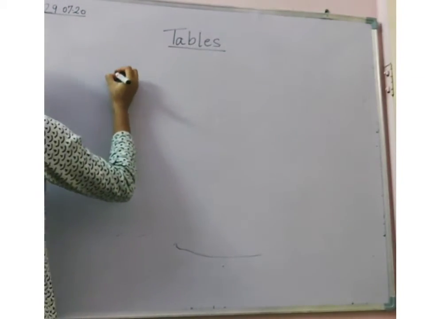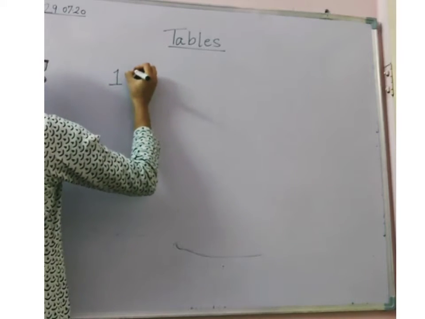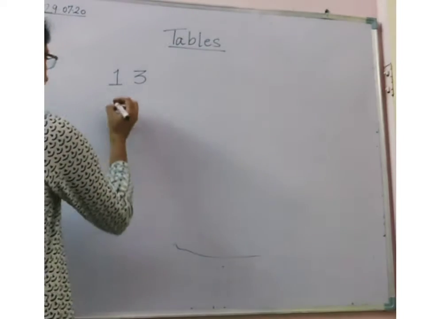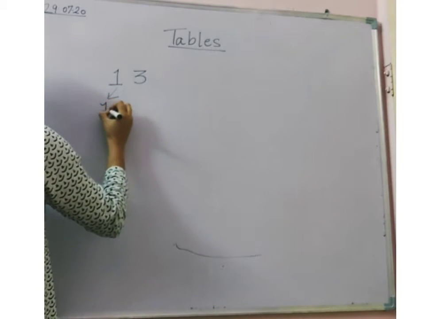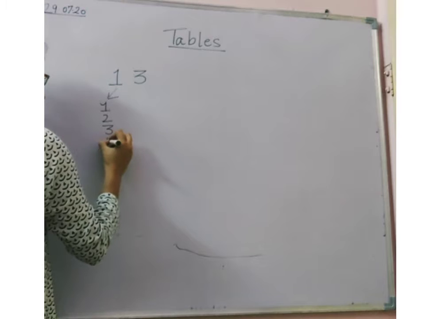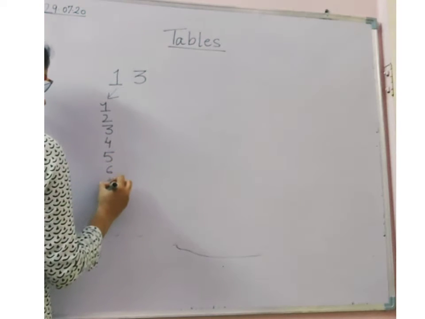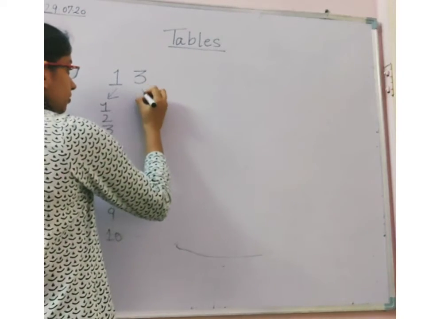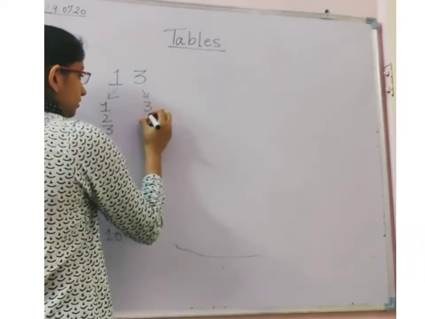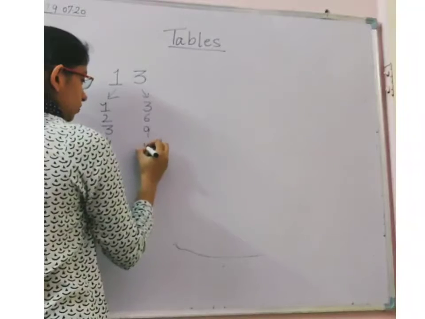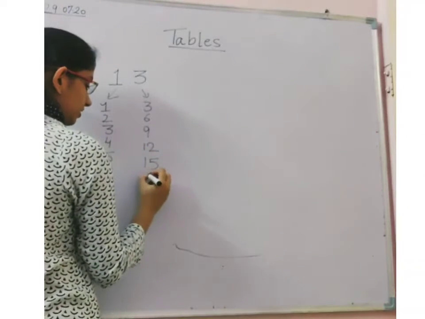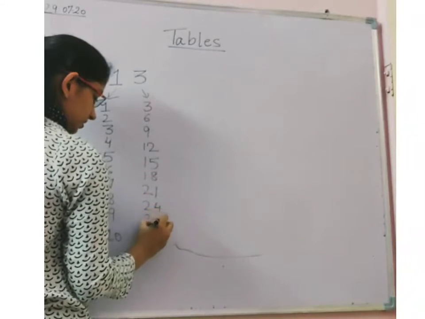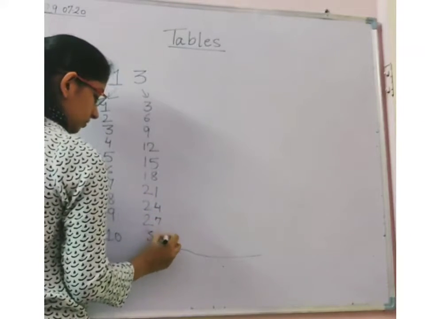First, let me take the number 13. If I want to write the table of 13, what will I do? First, I will write the table of 1: 1, 2, 3, 4, 5, 6, 7, 8, 9, 10. Then when we talk about 3: 3, 6, 9, 12, 3 5s are 15, 3 6s are 18, 3 7s are 21, 3 8s are 24, 3 9s are 27, 3 10s are 30.